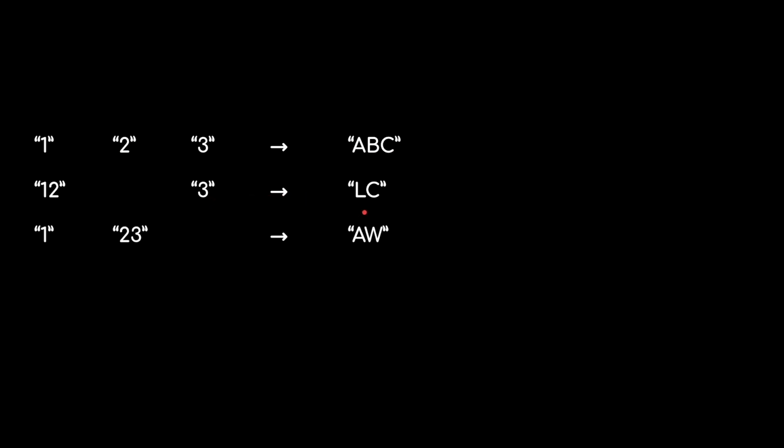Let's take another example. So we have this string 1, 2, 3. The first way to decode this will be to take single digits 1, 2 and 3 separately, which will map to ABC. Another way will be to take 12 as a double digit and 3 as a single digit, which will map to LC. Lastly, we can take 1 as a single digit and 23 as a double digit, which will map to AW. So for this example, the output will be 3.